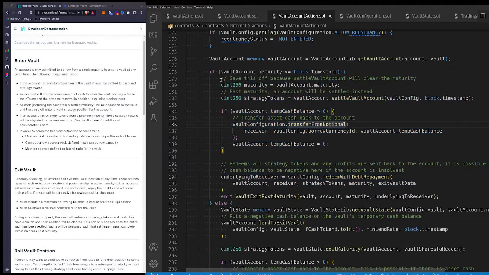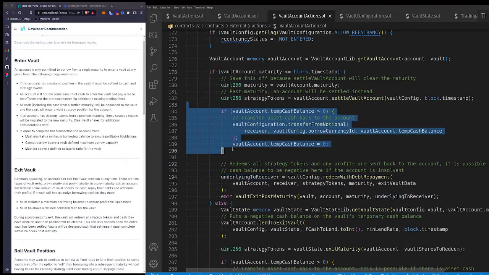Once a vault has gone past maturity, the vault will already have settled in pool all the debts owed by all accounts, and have repaid them. So in this case, the vault has a strict amount of tokens that it's owed as a result of the settlement process, and we'll talk about that in a separate video. Those tokens will be fully sold in the vault, and all of the profits will be transferred to the receiver.